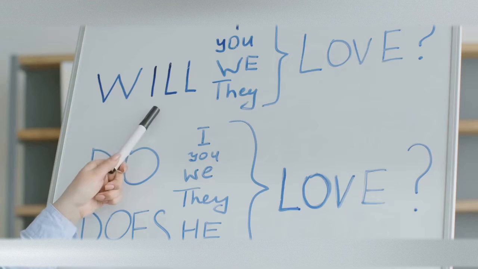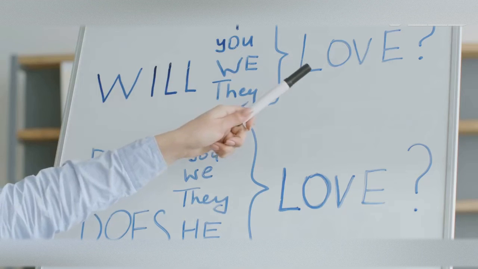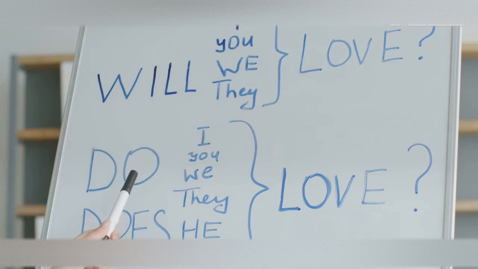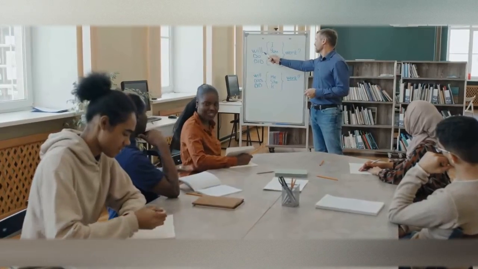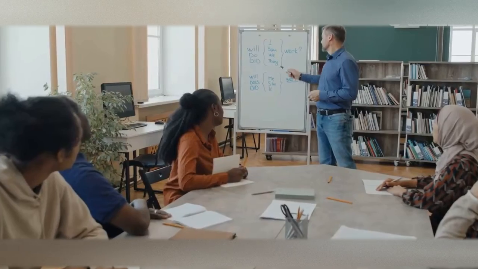Double passive voice is a fascinating aspect of English grammar that often flies under the radar. It's a construction that can sound a bit complex, but once you break it down, it makes perfect sense. So let's dive into it. First, let's clarify what passive voice is.